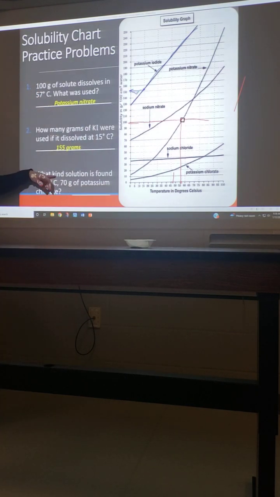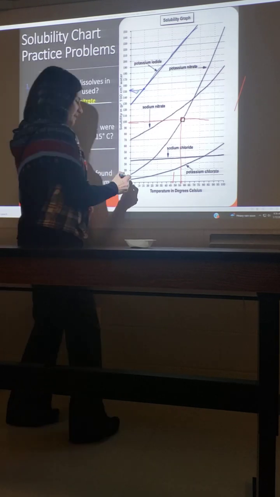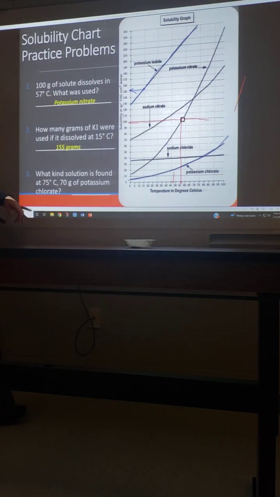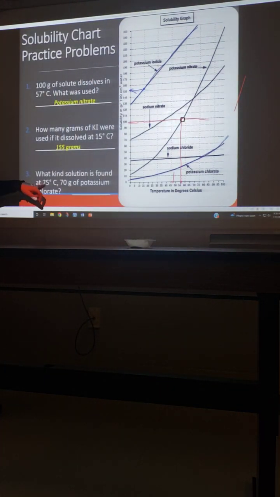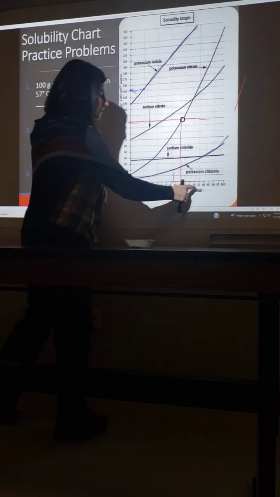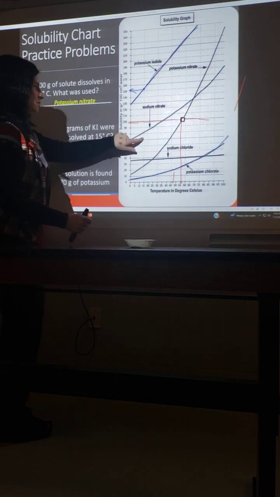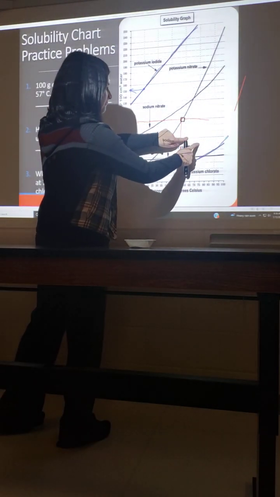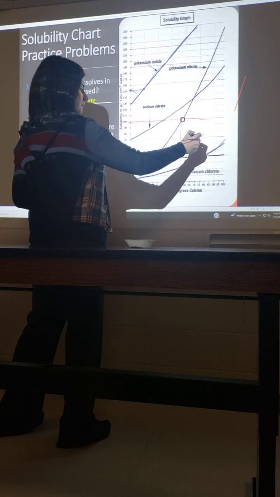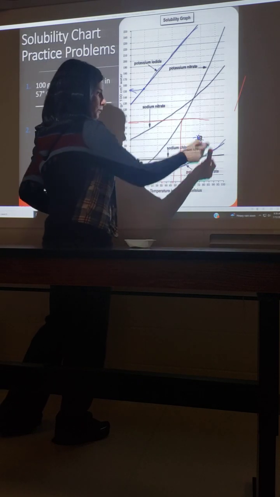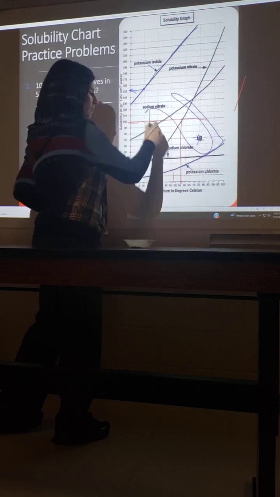This one is asking what kind of solution is found at 75 degrees Celsius for 70 grams of potassium chlorate. So here's my potassium chlorate. I'm going to make sure I'm looking at the correct line, and then go to 75 degrees Celsius. It puts me here, and 70 grams and 75 meet right there. Well, if I'm looking at this blue line, this is all above.